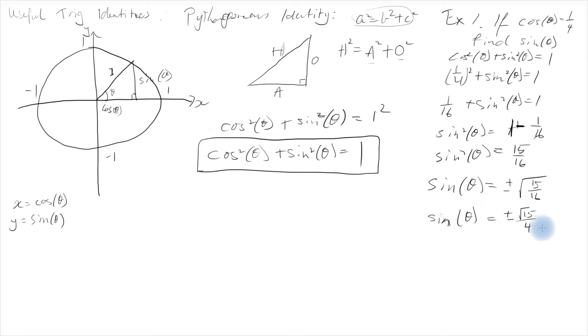So there you go, that question is done. If you know cosine of the angle, you can find out sine of the angle, and vice versa. If you knew sine, you could find out cosine. Okay, so there's the Pythagorean identity.